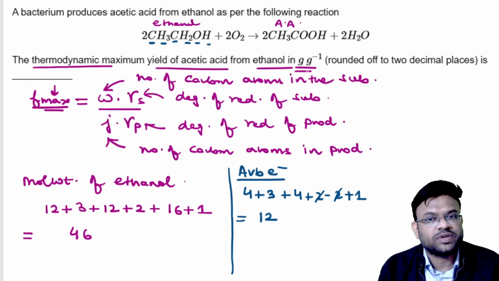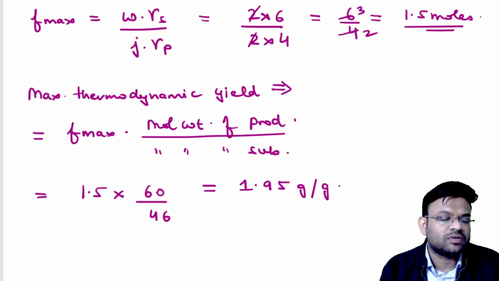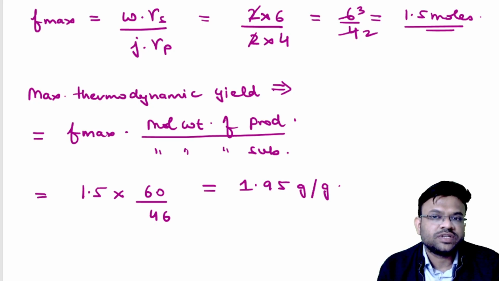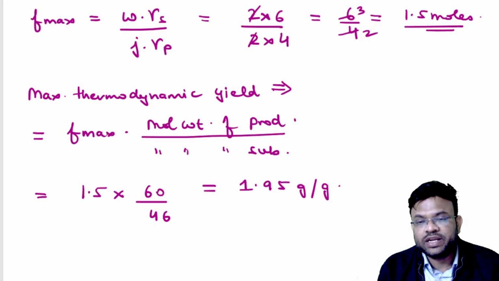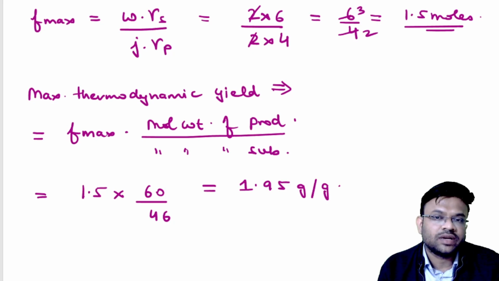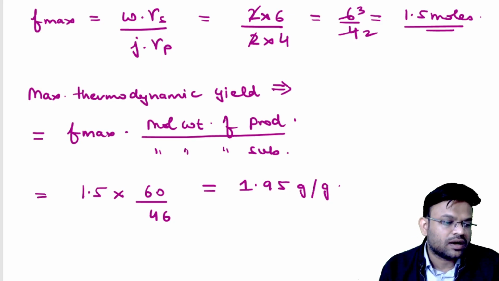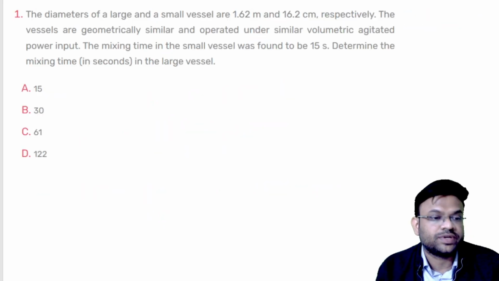Again, the stoichiometric questions are asked a lot. I took this question primarily because there are multiple concepts in this question. I told you how you can calculate the available electrons, the degree of reduction, and then how to calculate the maximum thermodynamic yield and Fmax value. It was required to calculate all those things in this type of question. That is why I had chosen it. So in one question I have told you multiple concepts. Now let us go to another question.